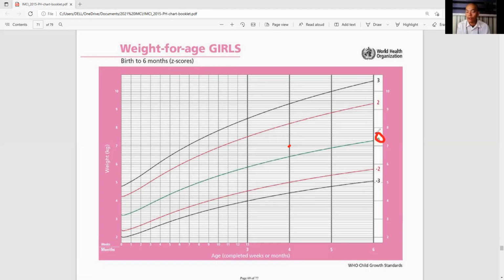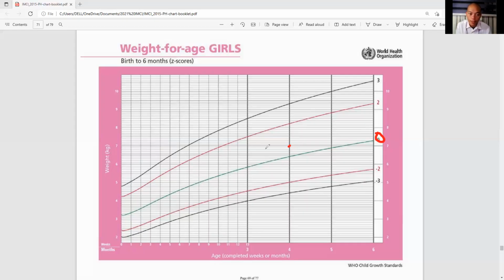Okay, what is the z-score? Ideally, our target is 0 to 2. Okay, 0 to 1, 0 to 2. Why? Because 0 is the normal. Green is the normal. Two is above normal, 3 is above normal already. So this is malnourished, overweight. Two is above normal already, 3 is overweight, severely overweight.